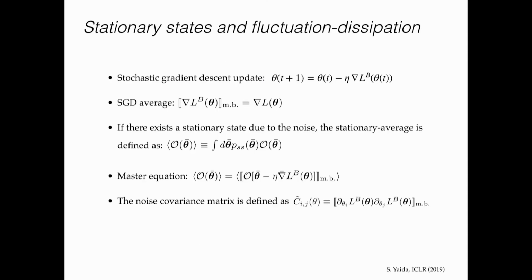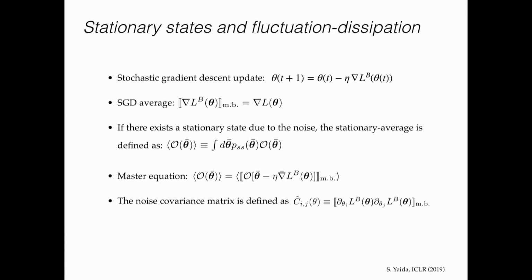To do that, we utilize this beautiful framework by Shoyaida on fluctuation dissipation for SGD. If you take the SGD update, you can imagine averaging it over a mini batch. That's what this notation means. And then, of course, you just get the full gradient on average.